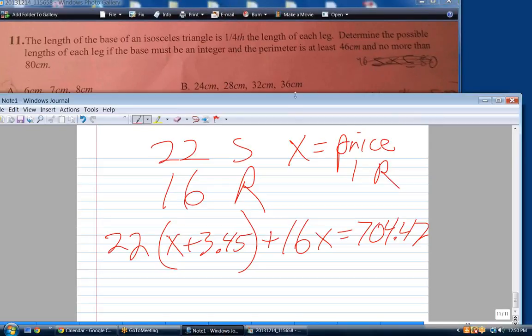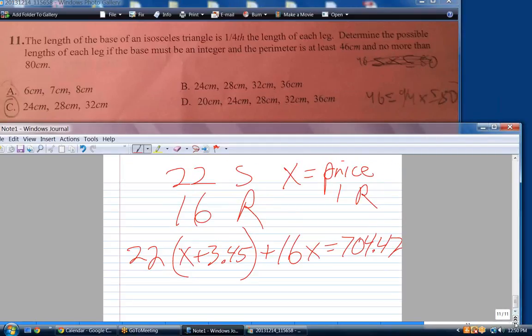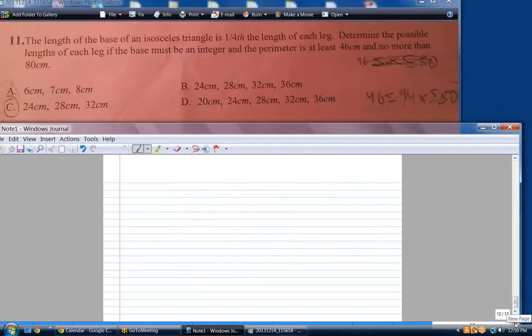This one I had a lot of trouble with. All right. Now let's draw a picture. That's a beautiful triangle. Okay, so that's x, and that's x, and this is 1/4 x.